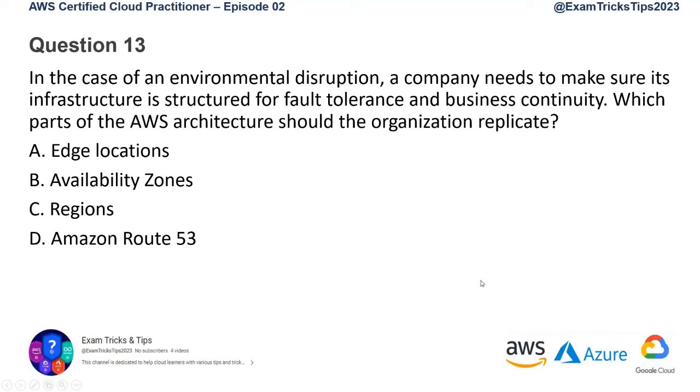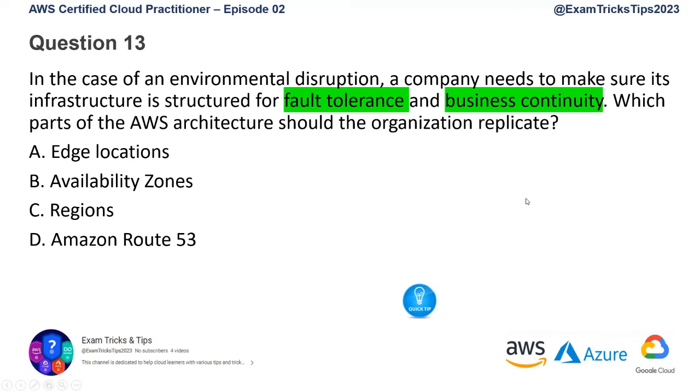Question 13, it's a similar sort of question on availability. So what are the keywords here? We want infrastructure to be fault tolerant and ensure business continuity. In order to ensure that, which part of the AWS architecture should we replicate, that's the key. In fact, you should highlight the replicate keyword as well for this question.